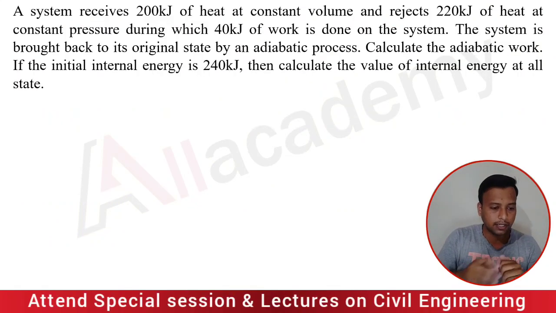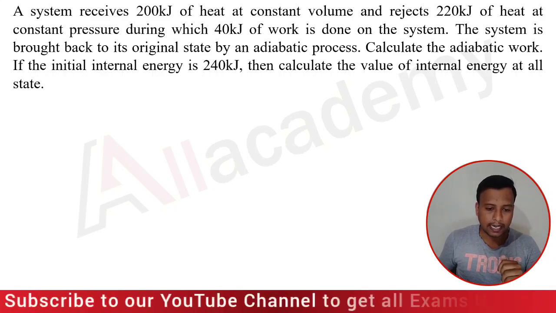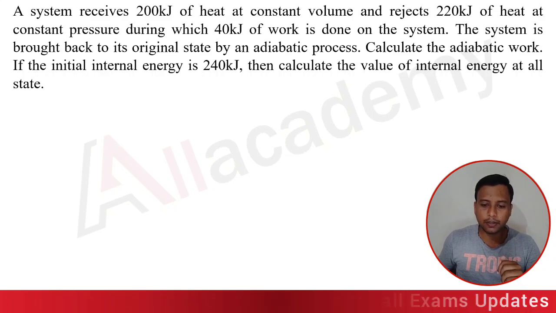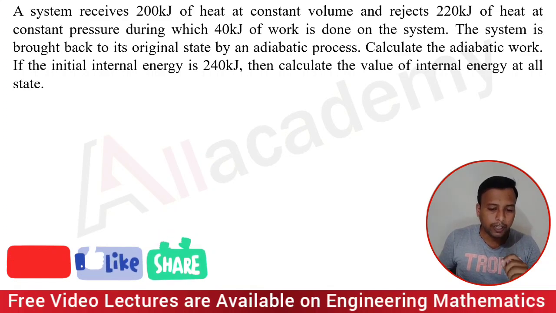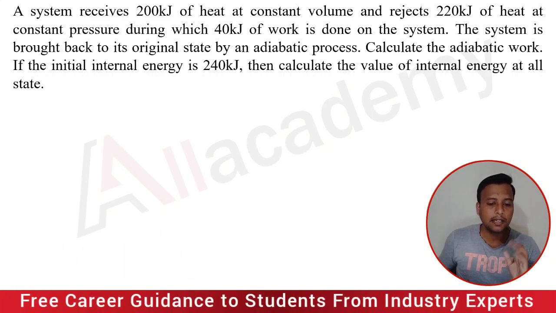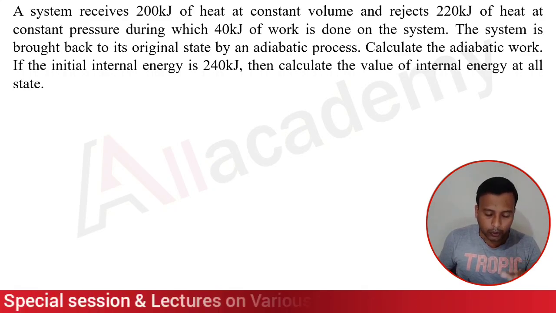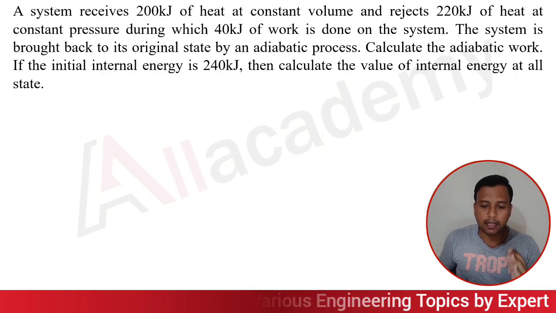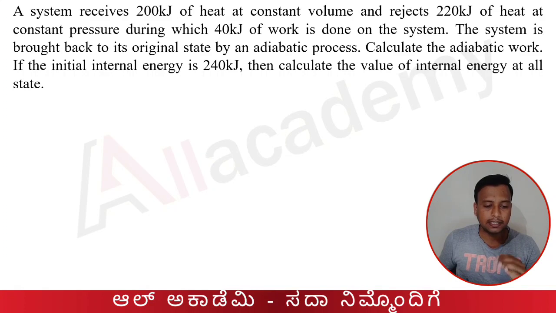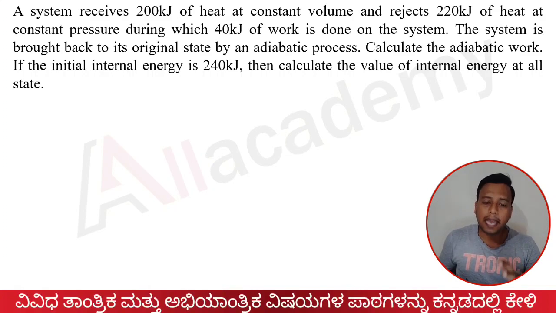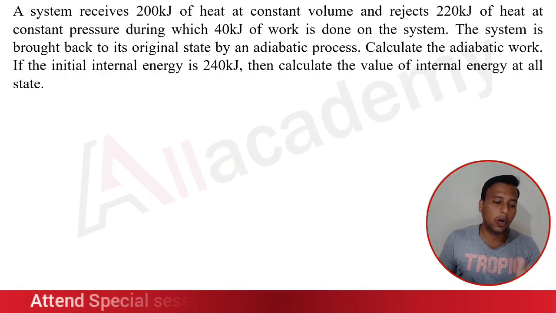The first question is: a system receives 200 kilojoules of heat at constant volume and rejects 220 kilojoules of heat at constant pressure, during which 40 kilojoules of work is done on the system. The system is brought back to its original state by an adiabatic process. Calculate the adiabatic work. If the initial internal energy is 240 kilojoules, then calculate the value of internal energy at all states.